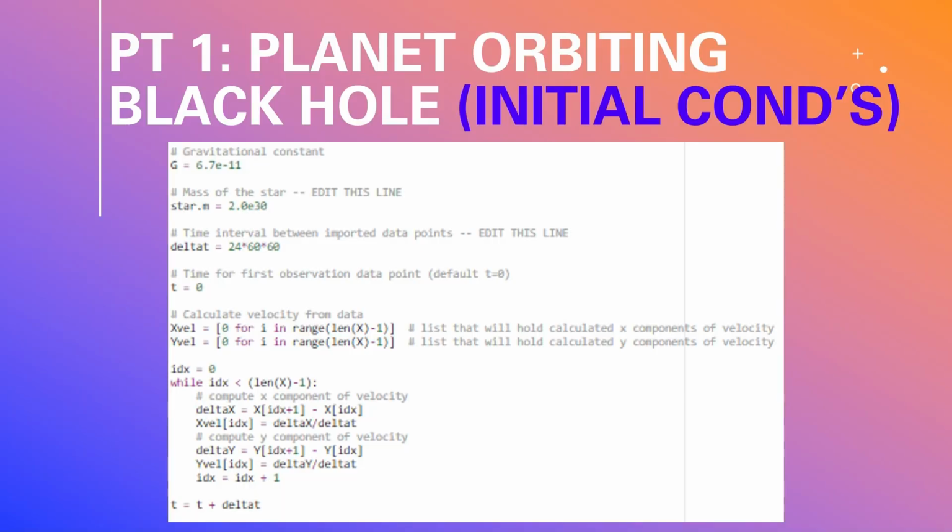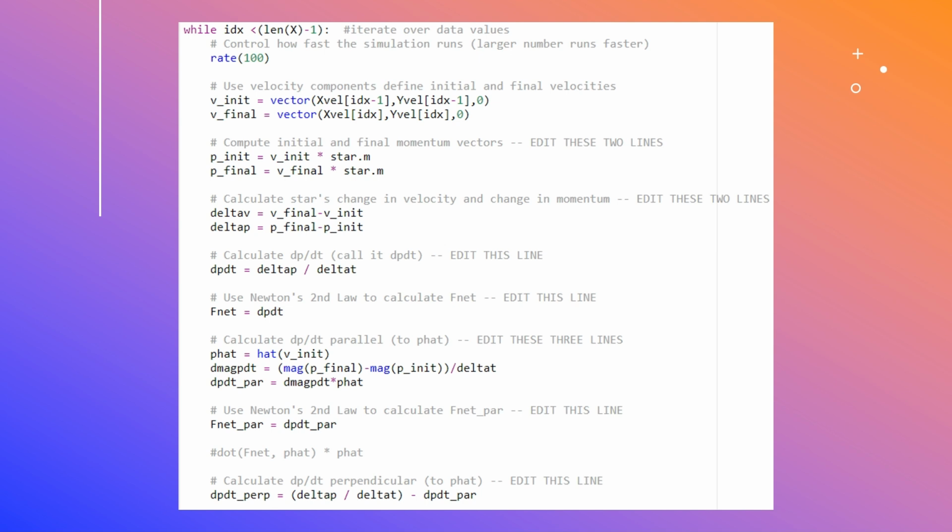So for part 1, planet orbiting black hole, these are our initial conditions. We have the star's mass, which is given. We have G, the gravitational constant, which is also given, and then we calculated delta T for a full day, which is what we were asked to do. All right, and then this is some of our code. As you can see, we're solving for momentum, which is P. P initial is V initial times the star's mass, so P equals mv. We know that from Newton's second law.